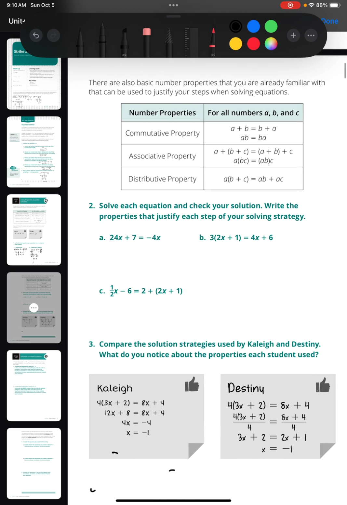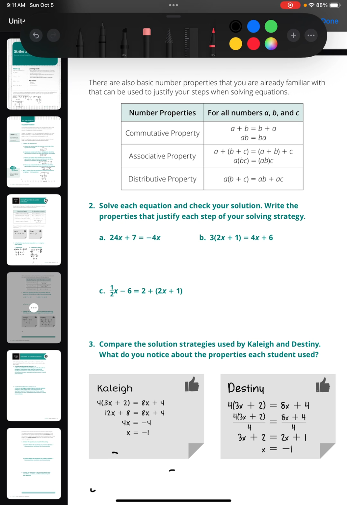Okay, also some basic number properties that you've been using before. You might not have known the name of them, but they help justify your steps. So the commutative property just simply means with multiplication and addition, order doesn't matter. So if I do, for instance, 4 plus 2 or 2 plus 4, I'm going to get the same result. If I do 2 times 4 or 4 times 2, that order doesn't matter. I'm going to get the same result. For the associative property, you can see that they're showing it with grouping.